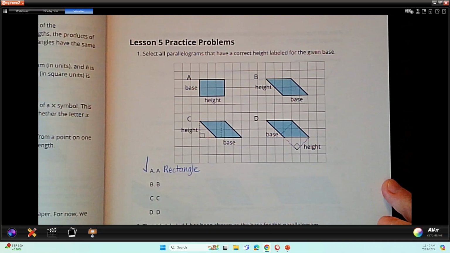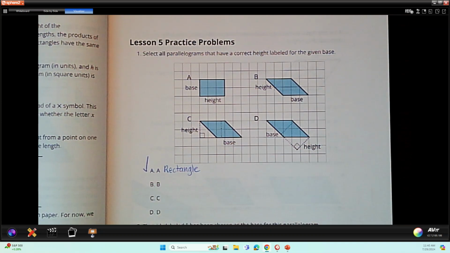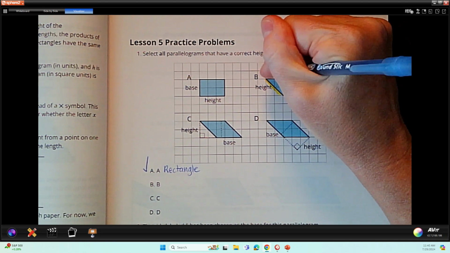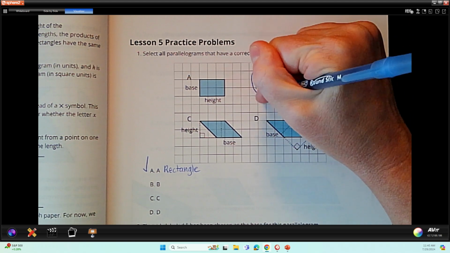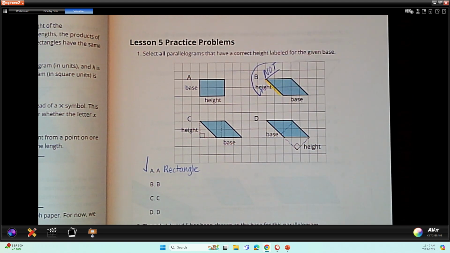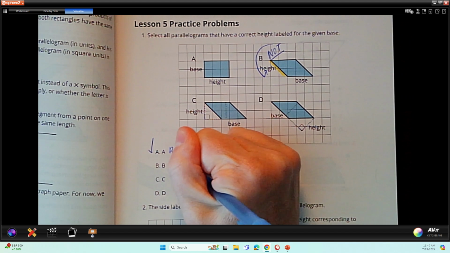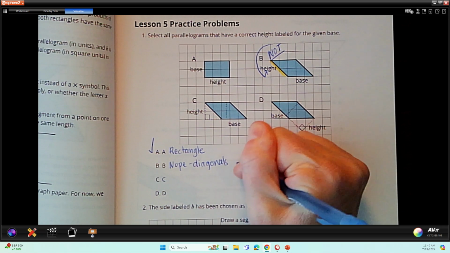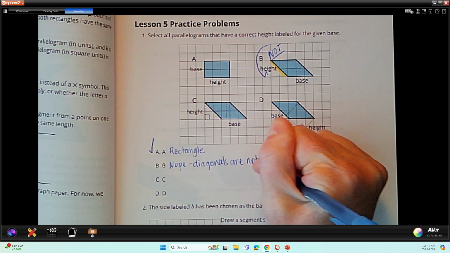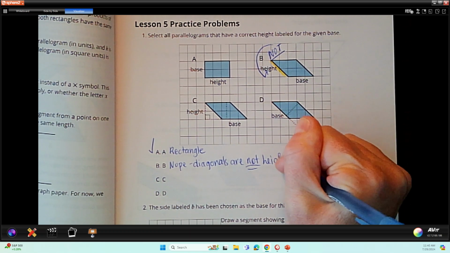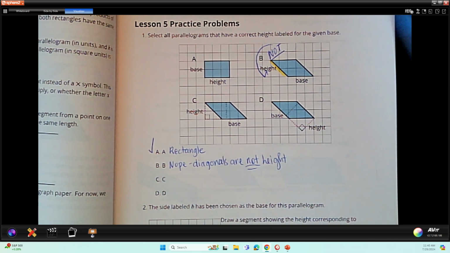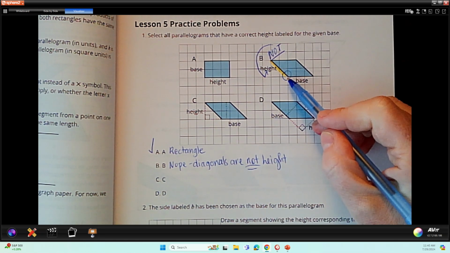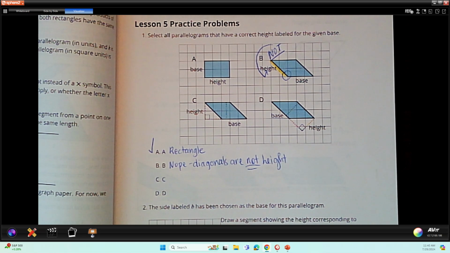All right, now look at B. B is a no-no. This is a diagonal, right? That's a diagonal. That's not the height, not the height, okay? No diagonals. So I'm going to say nope. Diagonals are not height. Diagonals are not the height. And again, I can prove it because do you see that this diagonal doesn't make a right angle? See that how it's like obtuse? It does not make a right angle.